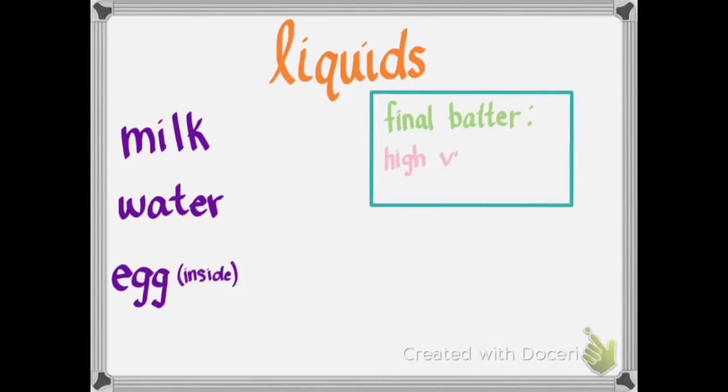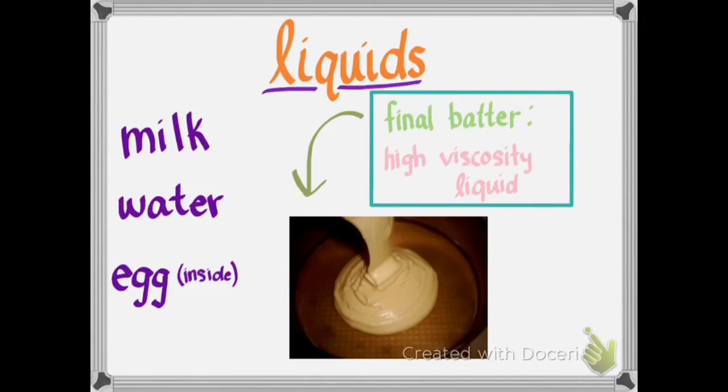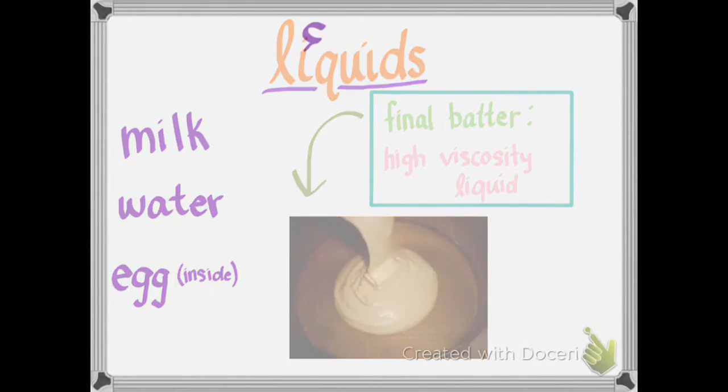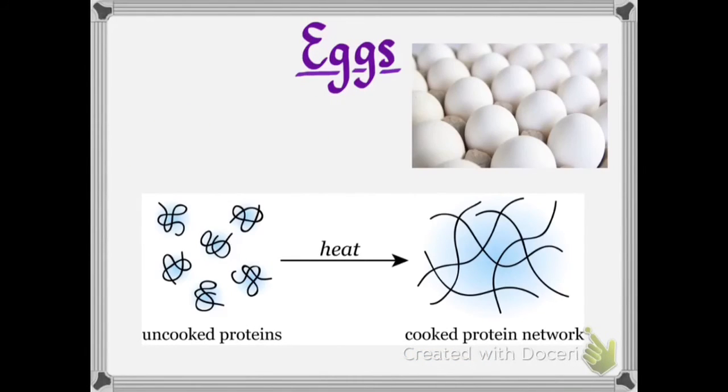The uncooked cake batter has a high viscosity, which is the resistance to flow. When eggs are cooked, protein molecules uncurl and create new bonds with other protein molecules, giving the cake its structure.